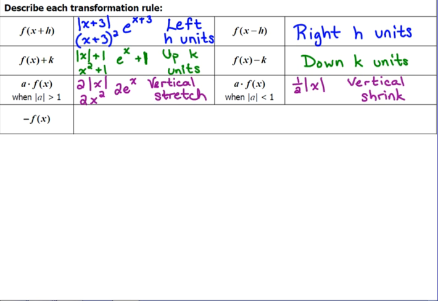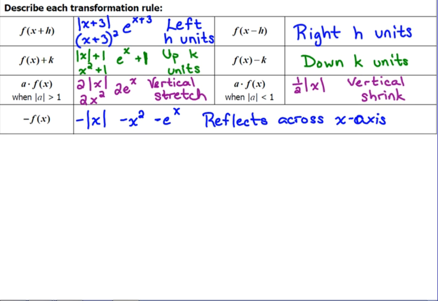And then the last one, negative f of x, a negative in front of the entire function. So, for example, negative absolute value of x, negative x squared, negative e to the x. That negative in front of all those is going to reflect, that's the word they're going to use, reflects across the x-axis. You're changing all the signs of your y values. Negative f of x changes the sign of all the y values, so it reflects it across the x-axis.